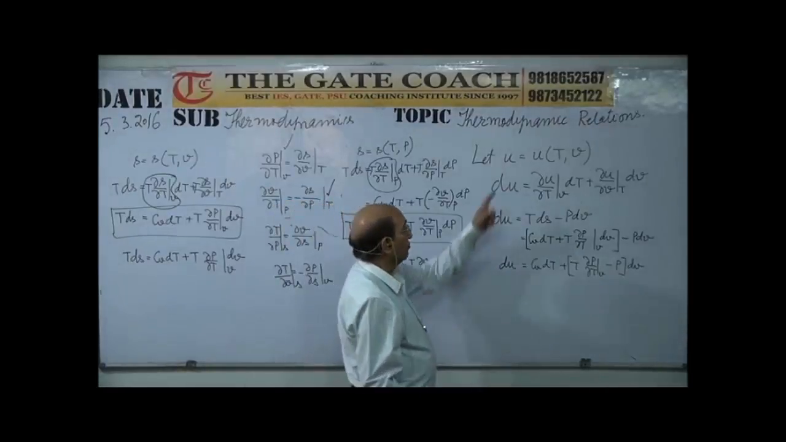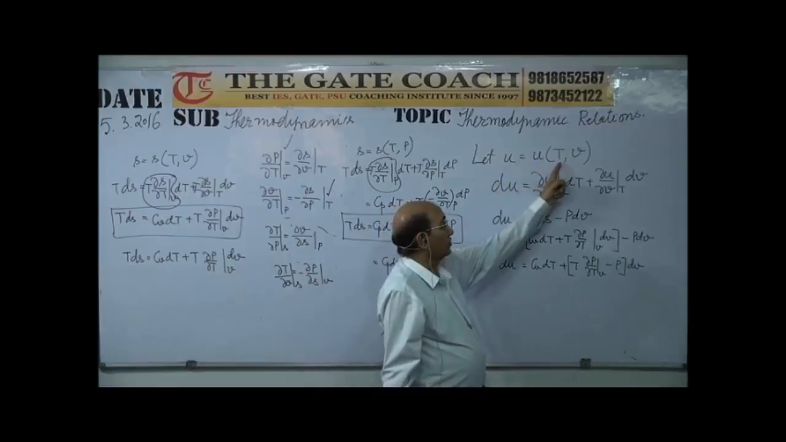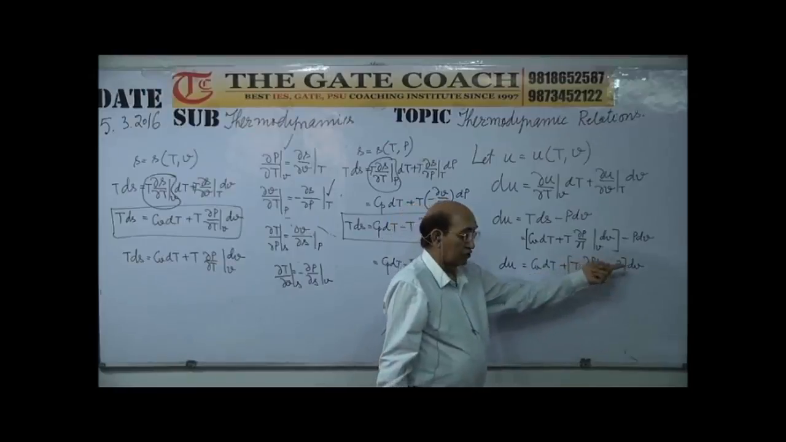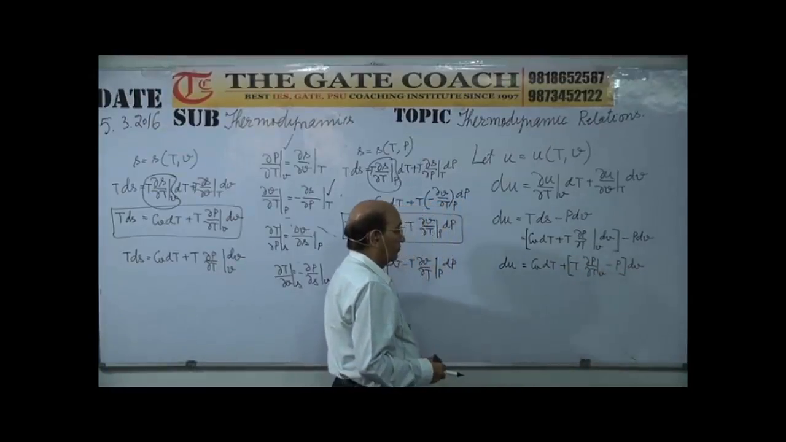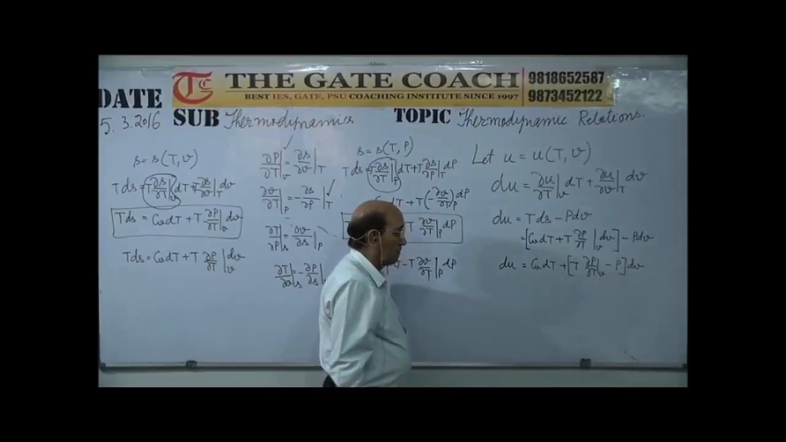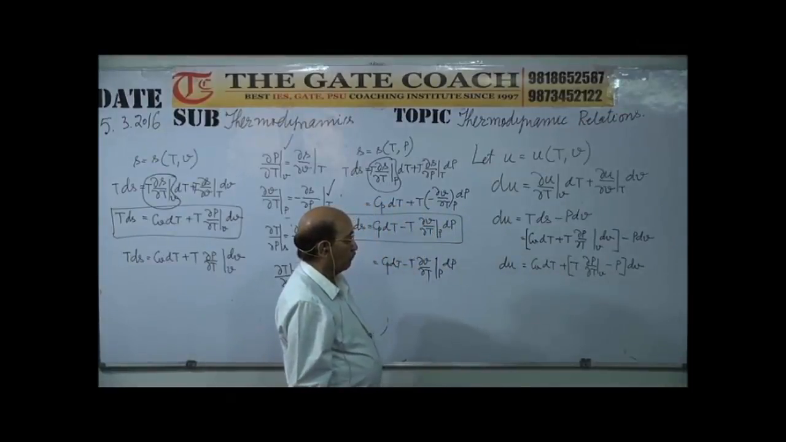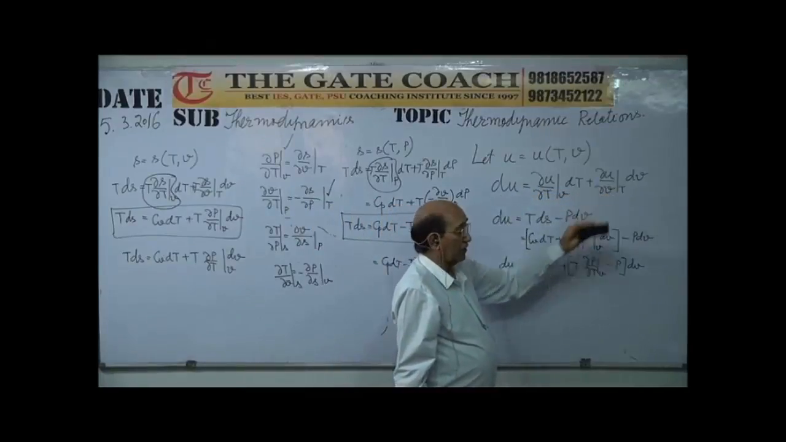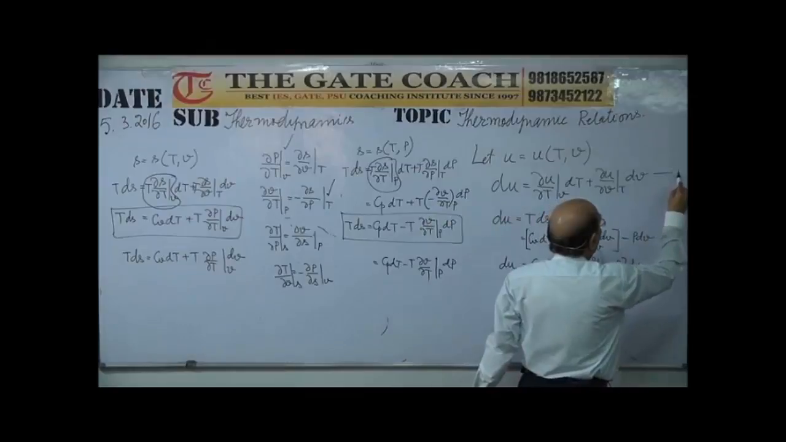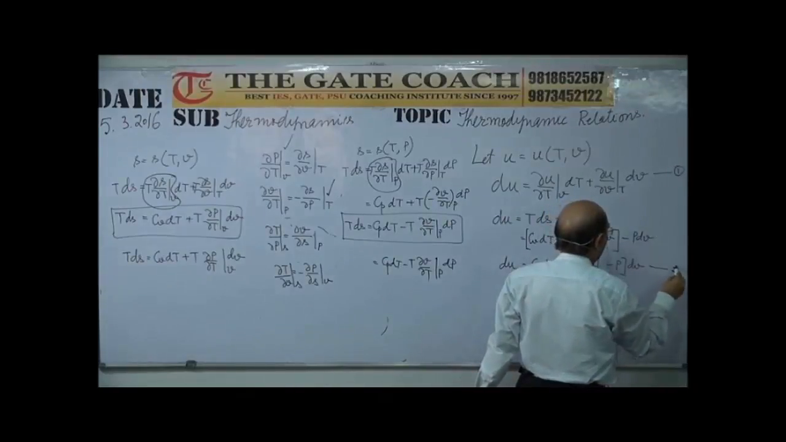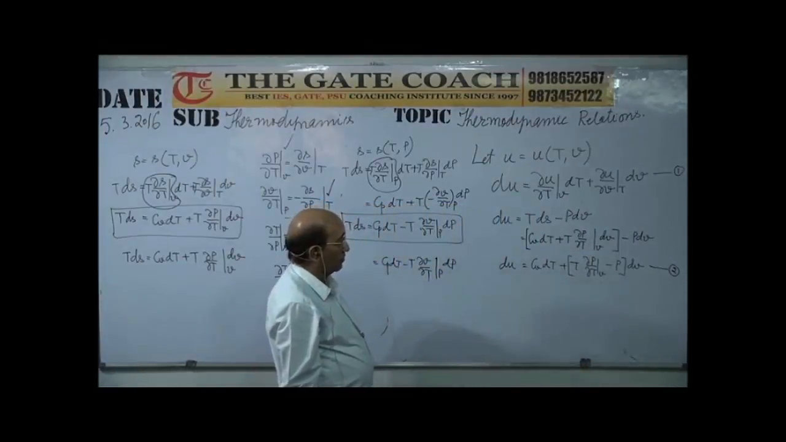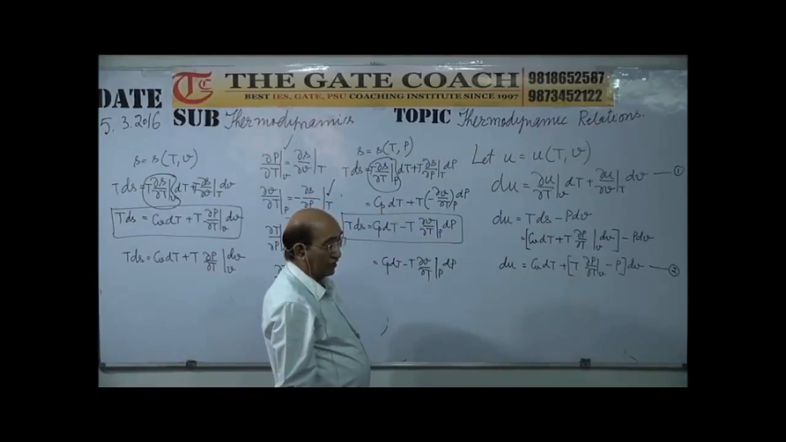We started assuming U as a function of temperature and volume. And U we have been able to discuss in terms of temperature and volume, dU as a function of dT and dV. This is equation number 1 and this is equation number 2. Let us compare the coefficients of dT and dV.